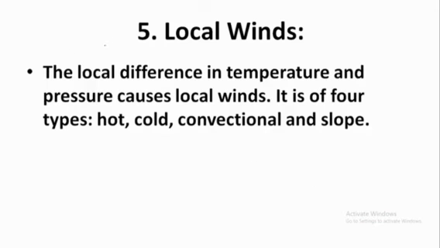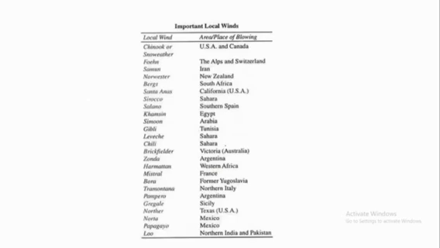Number 5, we have the local winds. The local difference in temperature and pressure causes local winds. It is of 4 types: hot, cold, convectional, and slope. We have important local winds.